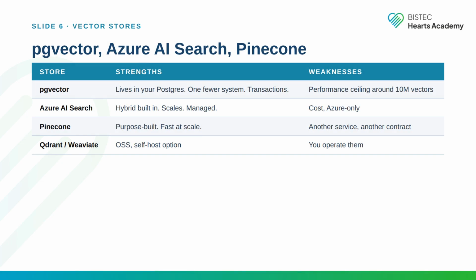Vector store trade-offs. pgvector lives in your Postgres: one fewer system to operate, transactions across data and embeddings, performance ceiling around 10 million vectors. Azure AI Search: hybrid built-in, scales, managed, but costs more and is Azure only. Pinecone: purpose-built for vectors, fast at scale, another service to operate. Weaviate: open source with self-host options, you operate them.